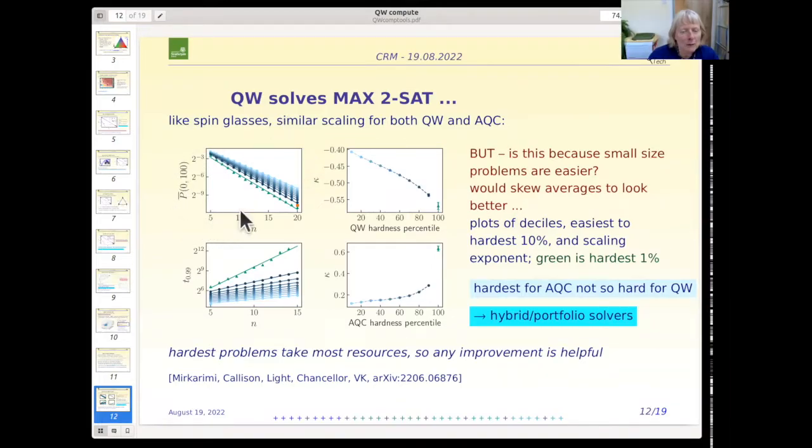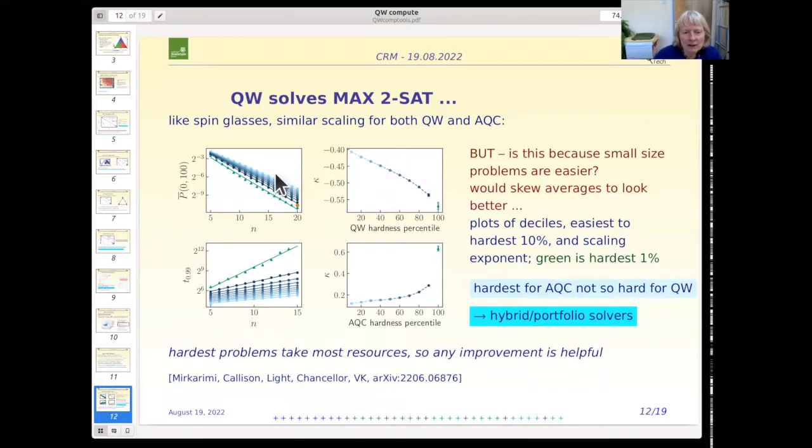So here's what we did. I'm showing you graphs here that are not just the scaling for all of the problems we tested, averaged. I've broken it down into deciles, so every 10% division from the hardest to the easiest. Because the average scaling could look good, since at the small sizes there are a lot more easy problems than hard problems, and that would skew the average to look better than it's going to be when you get to bigger problems. So let's look at the spread of hardness and see what we get.